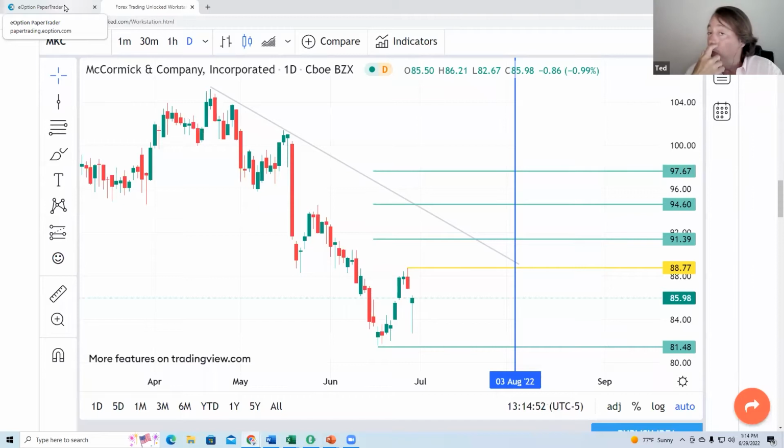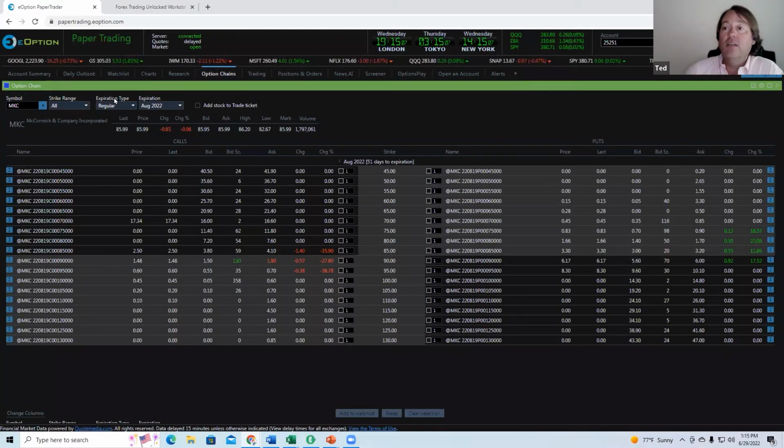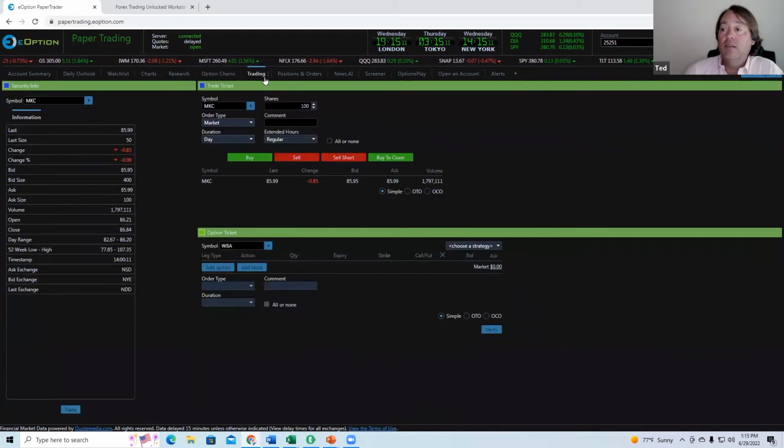Okay. Now, what happens if the market all of a sudden rallies through that? Well, in that case, you're going to have an issue where your stock can get exercised, or no matter what, you've locked in the value of where you're at. So let's look on the platform here. So we know we have August. Let's go to trading. And let's look at if we wanted to buy an option on McCormick. So let's say we own the stock already.